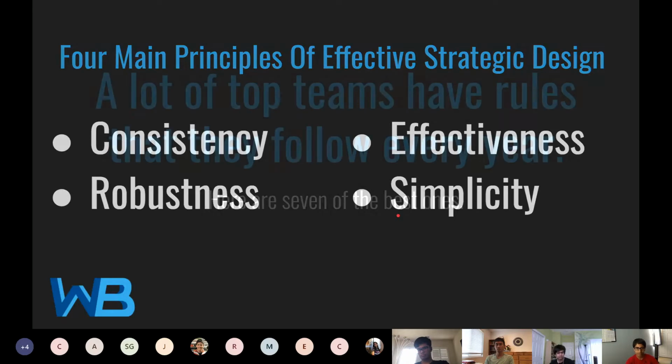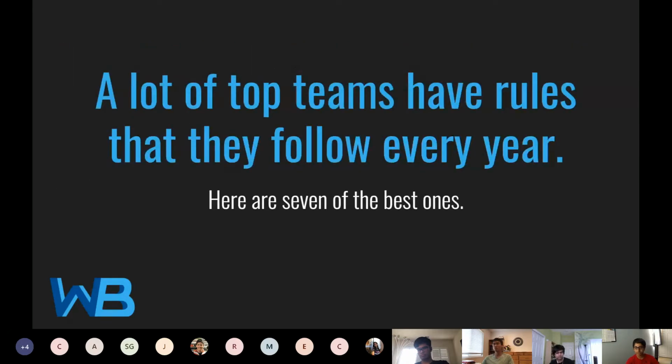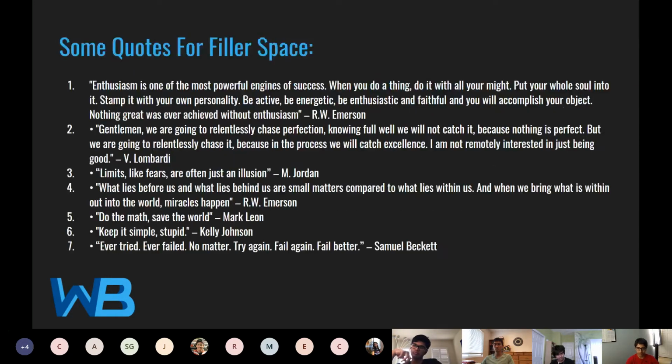A lot of top teams have made rules for strategic design that they follow from year to year. I picked one of the best ones from teams like 1114 and 1678. So here we go. Here's some quotes. I'm just going to make a disclaimer now. Well, you can read these if you don't care. There's not an incredibly large amount of text going forward from here. I chose to focus more on using pictures and data to paint an image rather than writing it out for people to read. So, just pay attention, I suppose.